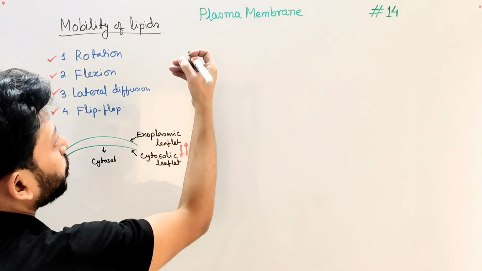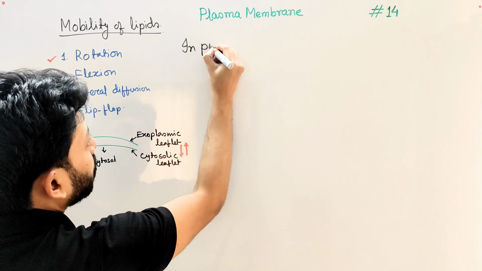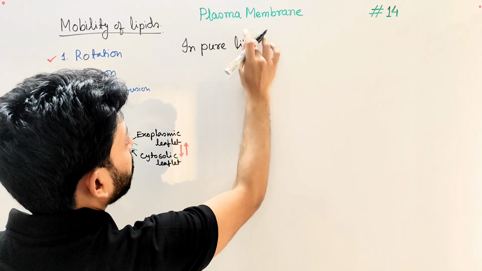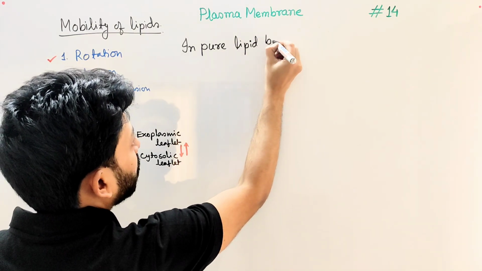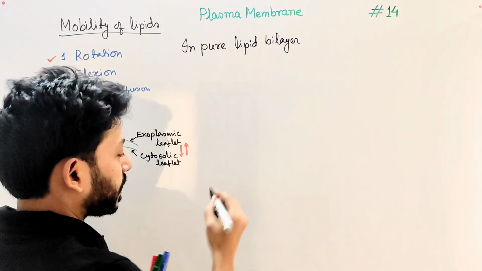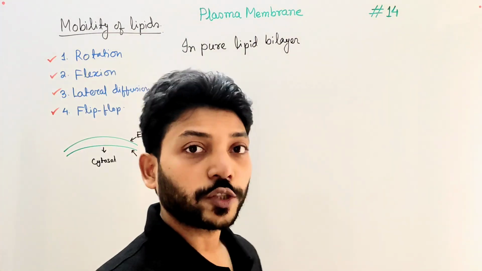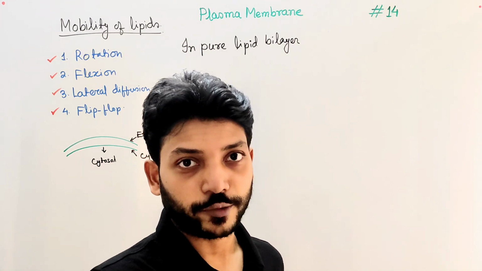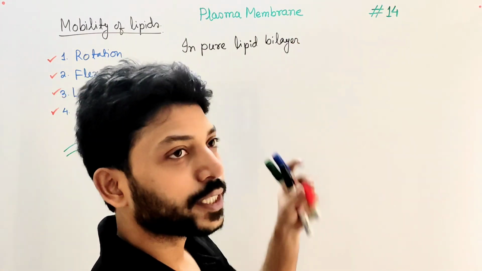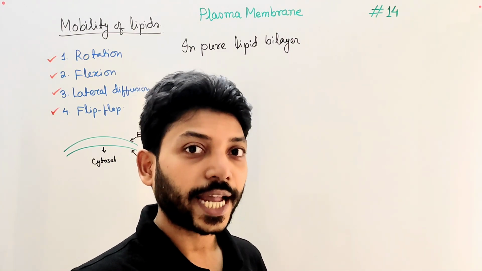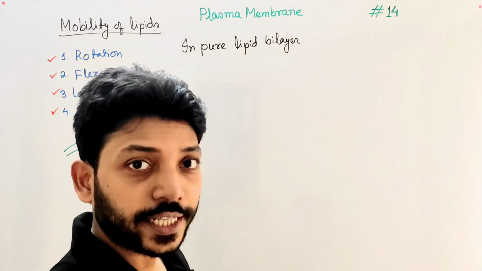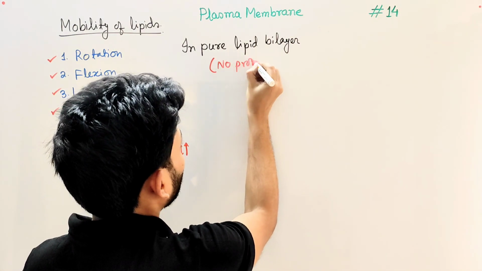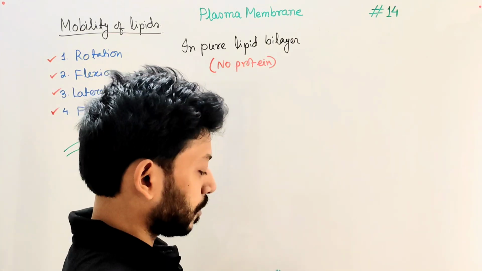Now in pure lipid bilayer, we have to understand pure lipid bilayer does not contain any protein. Like natural plasma membrane contains lipid bilayer and protein. In my basic concepts of plasma membrane, I have mentioned that plasma membrane is made up of lipid bilayer and proteins. But in case of pure lipid bilayer, it is artificially created. They don't have any protein. So no protein present here. Why it is important, I will explain.